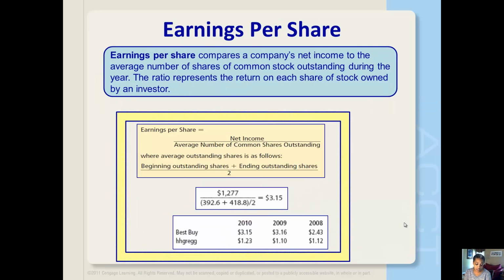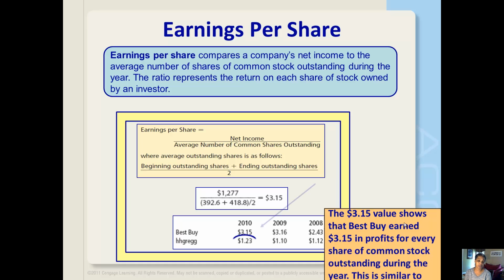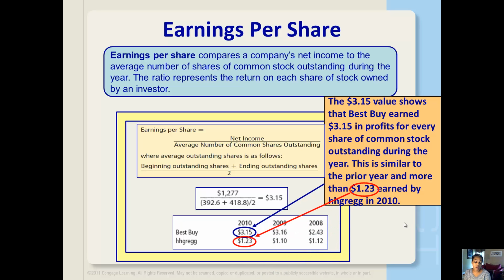Earnings per share compares a company's net income to the average number of shares of common stock outstanding during the year. The ratio represents the return on each share of stock owned by an investor. So a company can boost its earnings per share in one of two ways: increasing profitability and reducing outstanding shares. So let's take a look at Best Buy again.